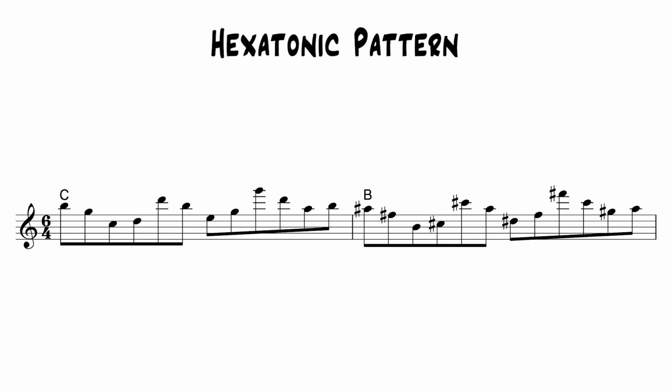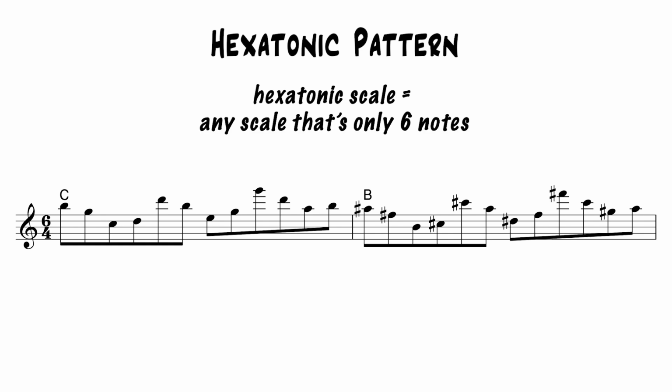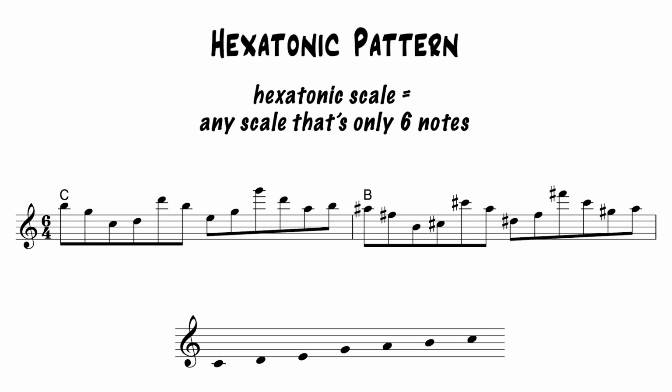Pretty. What's going on here? Each measure is a cell based on a pattern within a hexatonic scale. A hexatonic scale is any scale that's only 6 notes. In this case, we took a C major scale and removed the F, and now it sounds like this.